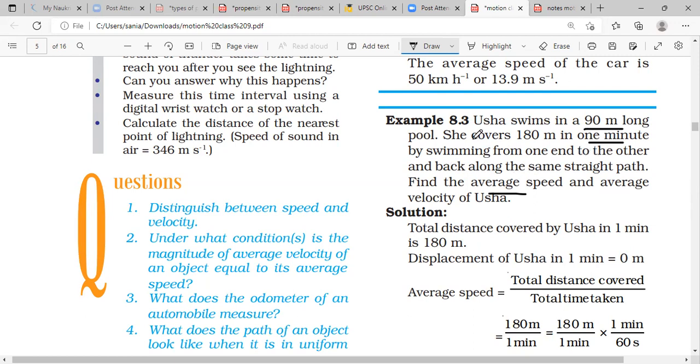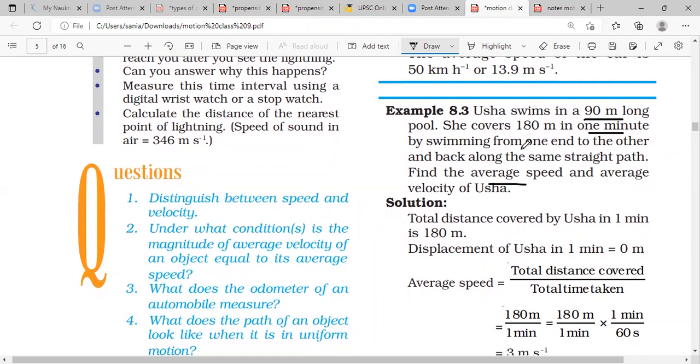So how much is she covering? 180 she's covering in 1 minute. So that means she's covering a total of 180. And what is the total time she's taking? 1 minute. Yes. So you will just find it out. Okay. So you will get the answer for the average speed.